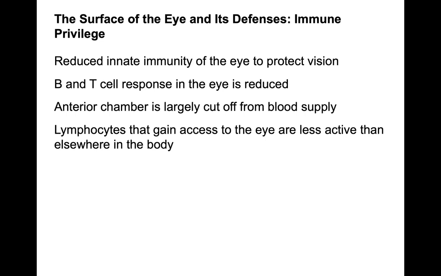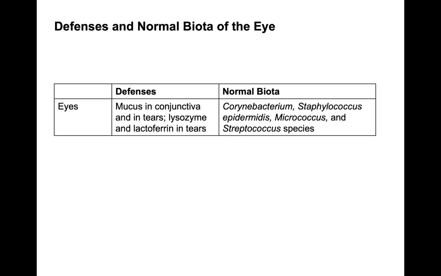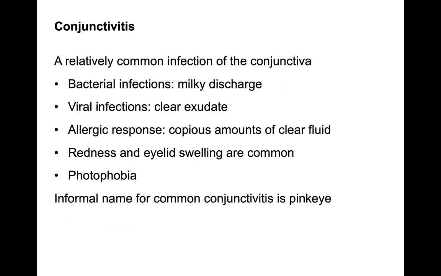So you really don't have that protection from your normal immune cells. Now, there are some normal organisms that we do find on the eye, and it's really Corynebacterium, which is the most common type. But you can also see a lot of stuff that you typically find on the skin. Okay. So again, this is just a table that summarizes the defense mechanisms that you have for the eye, as well as the normal microbiota. So now let's look at some of the diseases.